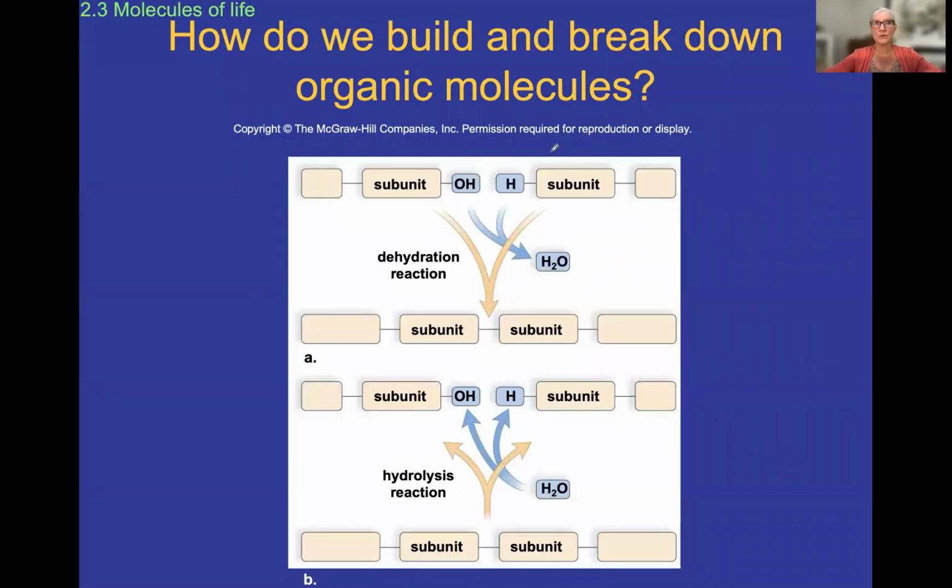When we consider building or breaking down large molecules, in particular, organic molecules are going to be large. Organic molecules will always contain the element carbon, as opposed to inorganic molecules like salts, acids, bases, water. There is no carbon, or very rarely carbon, but organic molecules are carbon-based. If we were to build up, make a larger organic molecule, we'd take two separate units. Here's one, and here's another.